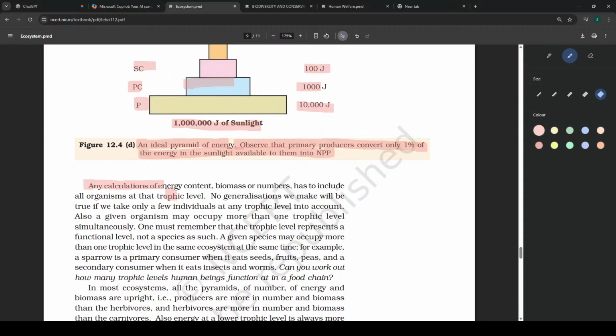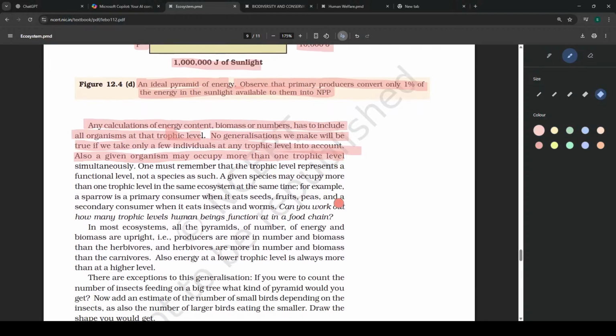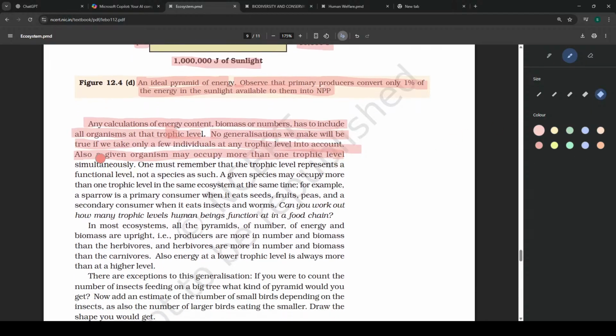Any calculations of energy content, biomass, or numbers have to include all organisms at that trophic level. No generalizations we make will be true if we take only a few individuals at any trophic level into account. Also, a given organism may occupy more than one trophic level. Here it's an interesting example given here. I'll highlight it later again.